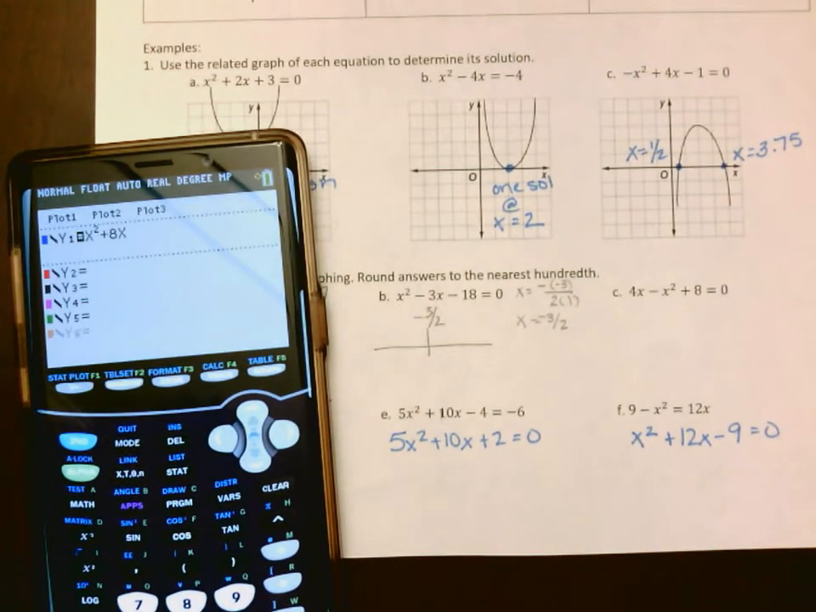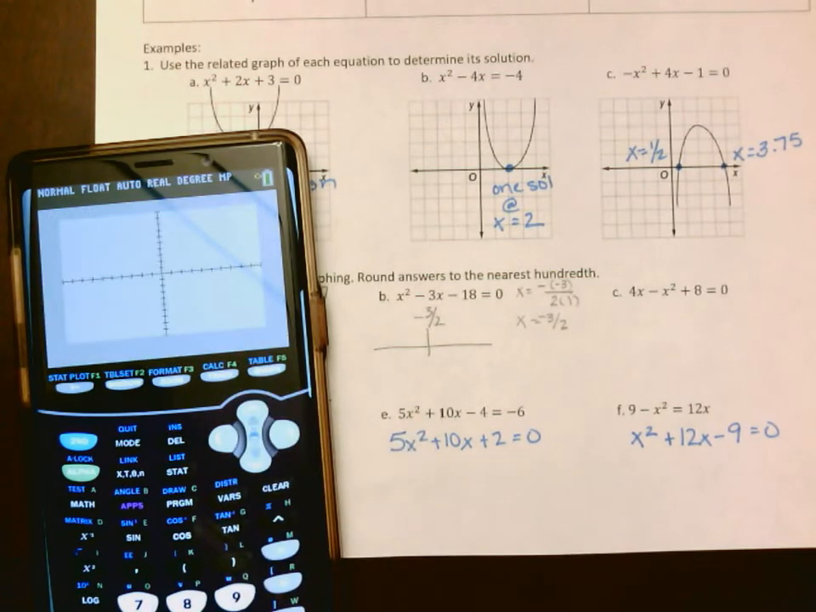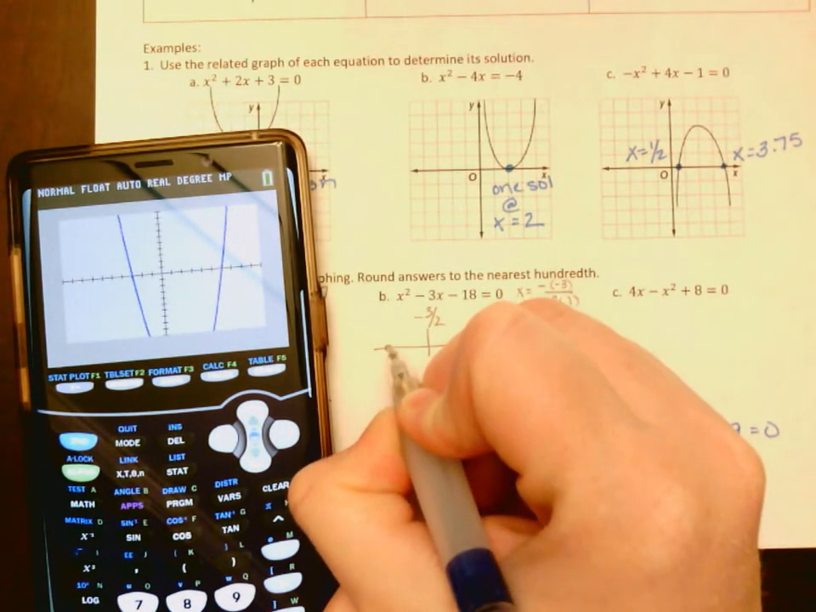Y equals x squared minus 3x minus 18. Enter. And I hit graph. So I can see I crossed twice. So I have an answer here and I have an answer here.